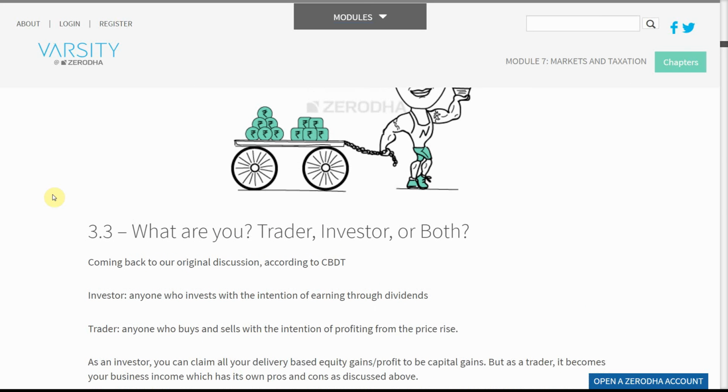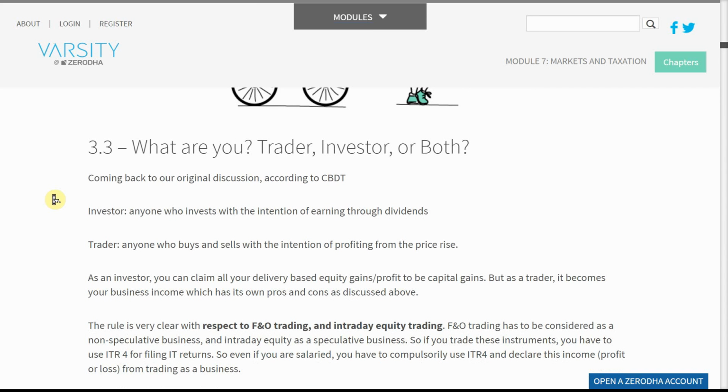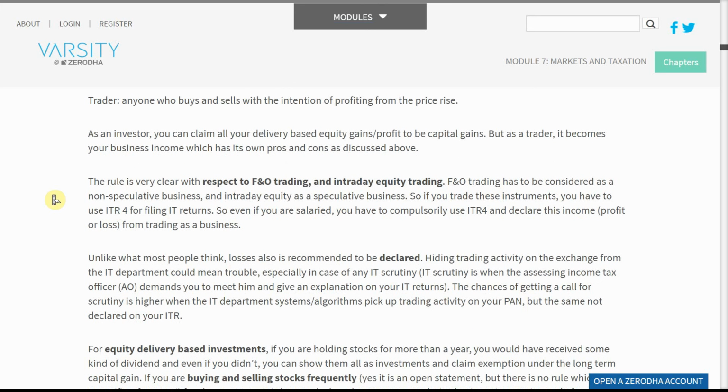As an investor, you can claim all your delivery-based equity gains, profit, to be capital gains. But as a trader, it becomes your business income, which has its own pros and cons as discussed above. The rule is very clear with respect to F&O trading and intraday equity trading. F&O trading has to be considered as a non-speculative business, and intraday equity as a speculative business. So if you trade these instruments, you have to use ITR 4 for filing IT returns.